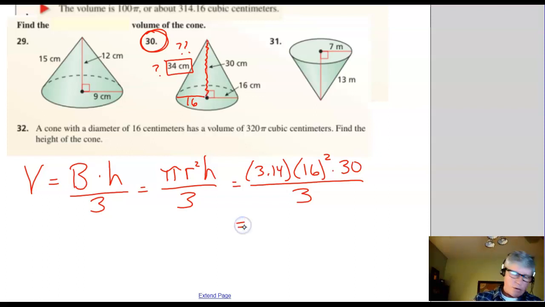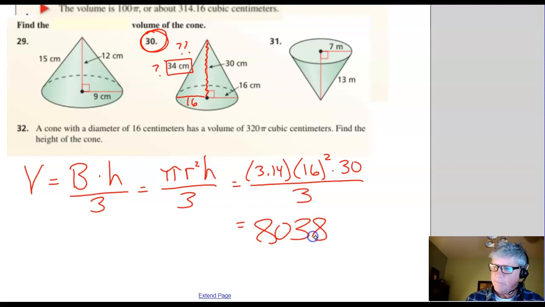Hey, we plug stuff into our calculator. 3.14 times 16 times 16, since it's squared, times 30 equals, divide by 3 equals, we get 8,038 cubic centimeters. I believe that's it.